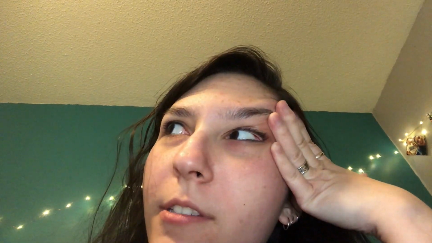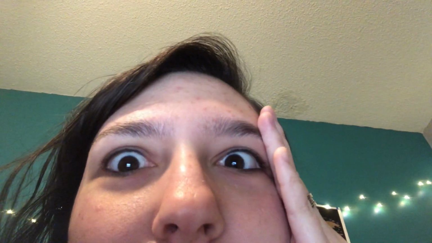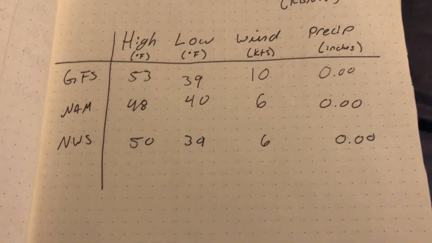Dad just texted me and asked if we were forecasting snowfall too, but I don't see snow. Am I missing something? I'm very confused. This is send help.